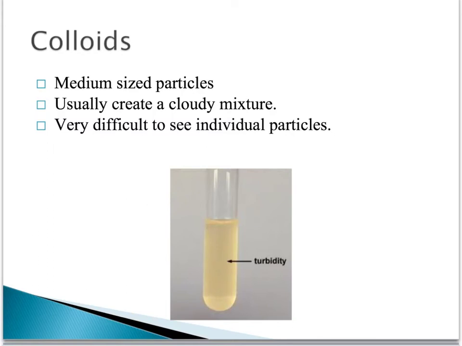Colloids. Colloids are medium-sized particles held within the solution, usually creating a cloudy mixture, not something that you can see through. It's opaque. You can see this here in the test tube. That's referred to as turbidity. The amount of particles in the solution basically diminishes the amount of light that is able to go through uninterrupted, so it's referred to as turbid. Very difficult to see individual particles.